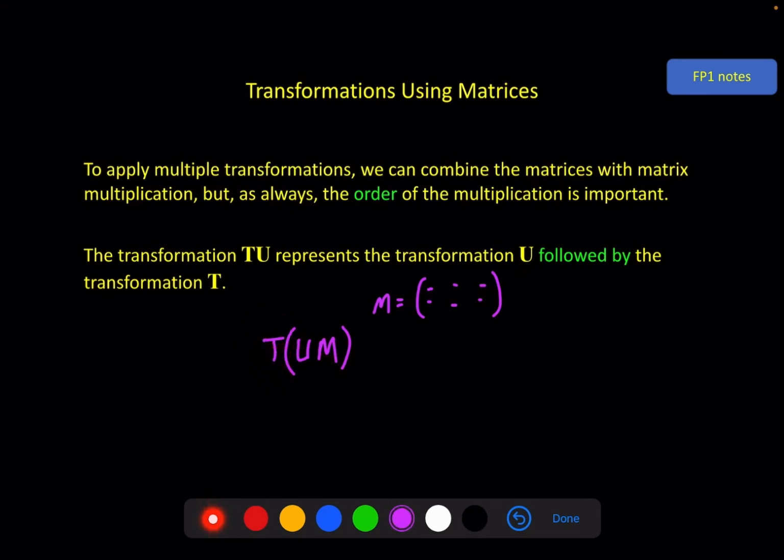But you also know that it doesn't matter where the brackets go so long as the order of the matrices stays the same. So that is the same as this. And this says I can combine these two matrices into one matrix that has the same effect, but it is still the effect of U happening first and then T happening second, even though it will be a combined matrix. So that's very, very important.